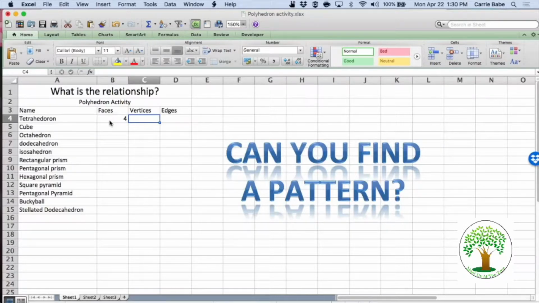And so our job right now is, if we had some really weird shape that had lots and lots of faces and edges and vertices, and we didn't want to count all of them, we wanted to have some kind of formula to figure it out. I want to see if we can figure out a pattern with them.